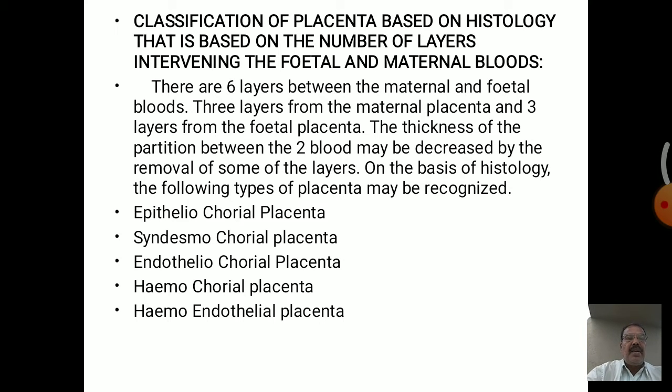They are epitheliochorial placenta, syndesmochorial placenta, endotheliochorial placenta, hemochorial placenta, hemoendothelial placenta. So based on histology, placenta can be classified into 5 types, namely epitheliochorial placenta, syndesmochorial placenta, endotheliochorial placenta, hemochorial placenta, hemoendothelial placenta.